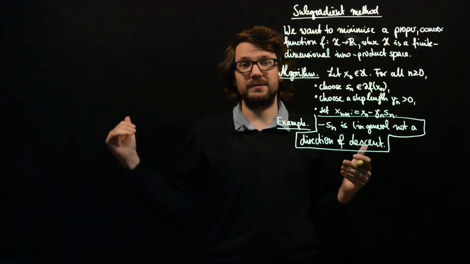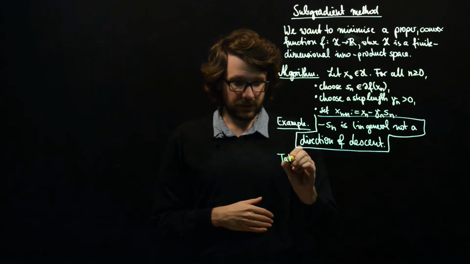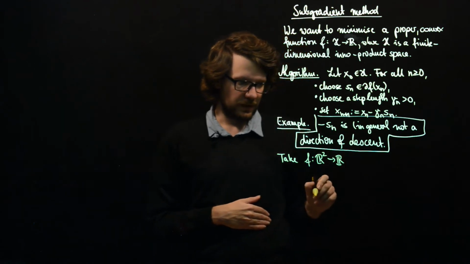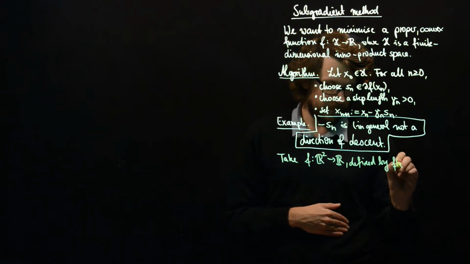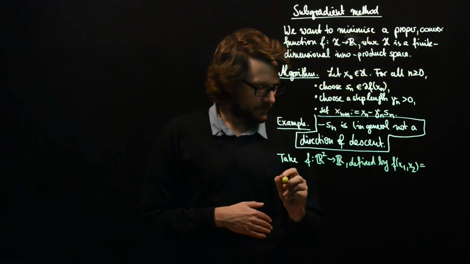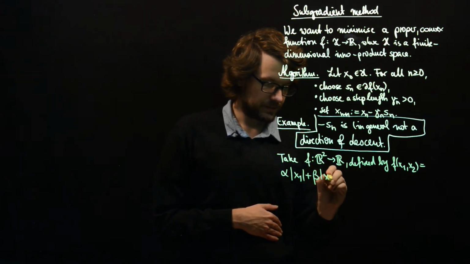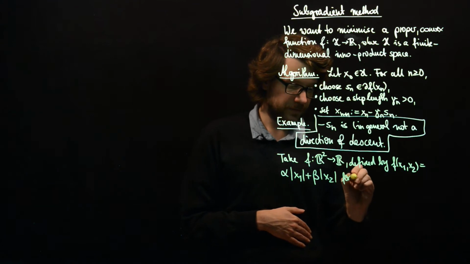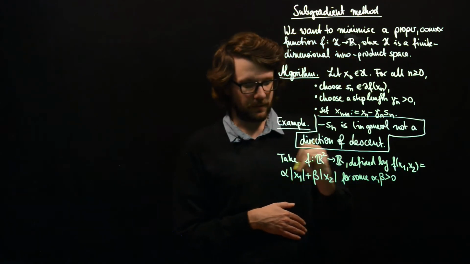It can even go upwards, no matter how you choose the step size. The example we will have a look at is f, a function defined on R² with values in R, and we will set f(x1, x2) to be, just for safety, alpha times the absolute value of x1 plus beta times the absolute value of x2, for some alpha, beta greater than 0. Then this is obviously a convex function.